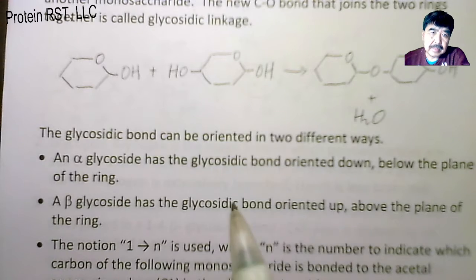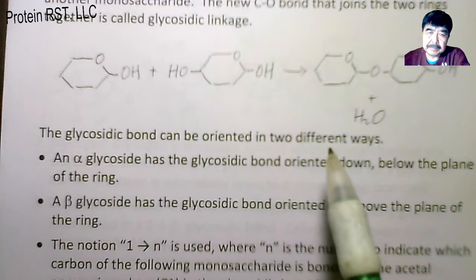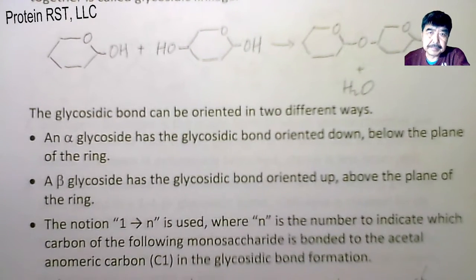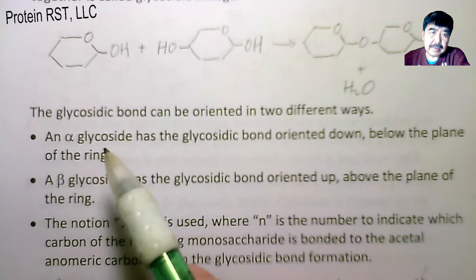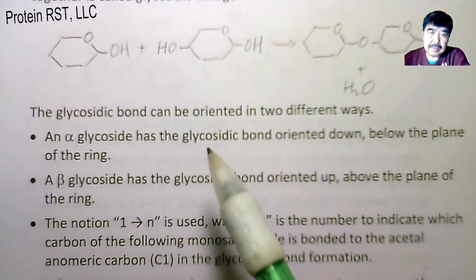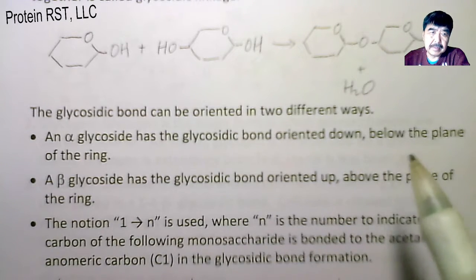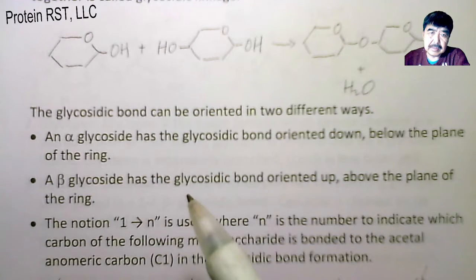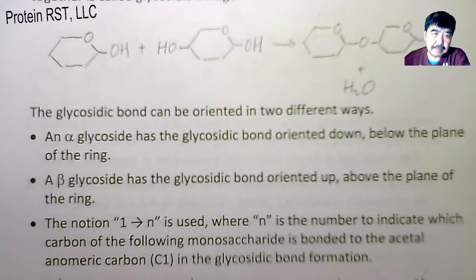The glycosidic bond can be oriented in 2 different ways. The alpha glycoside has a glycosidic bond oriented down below the plane of the ring. The beta glycoside has a glycosidic bond oriented up above the plane of the ring.